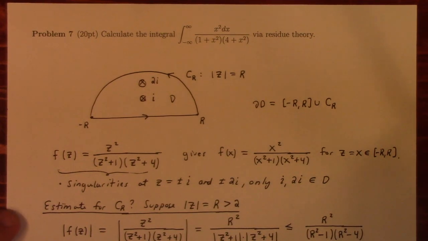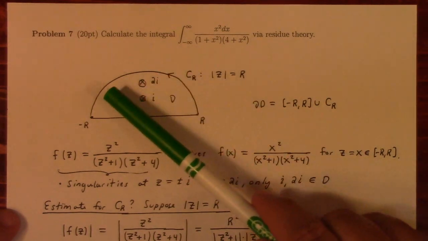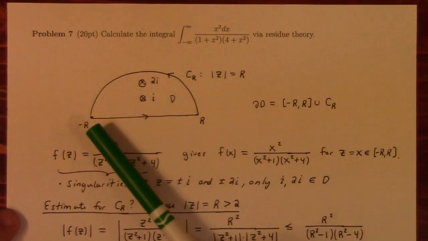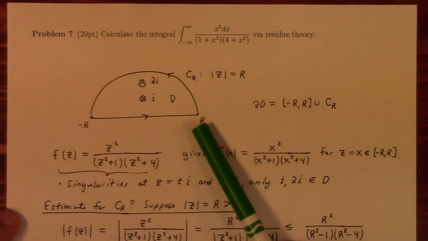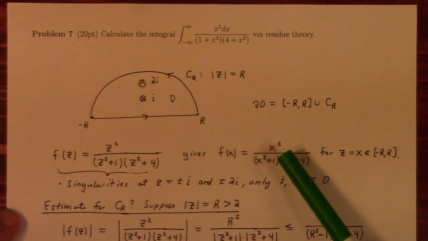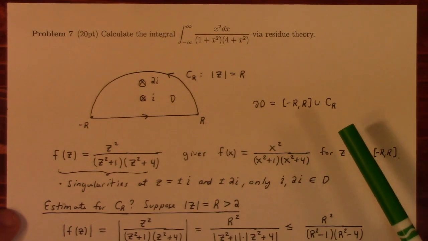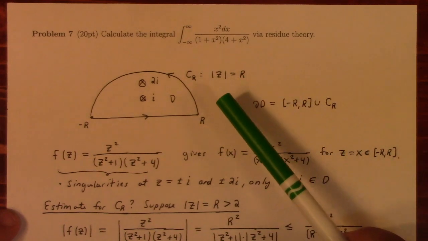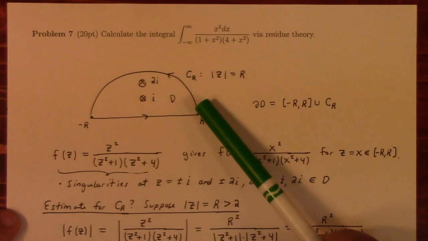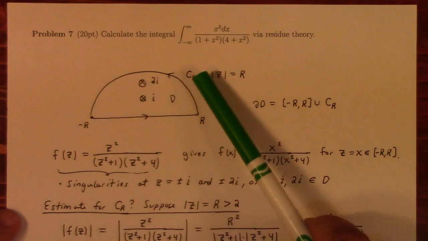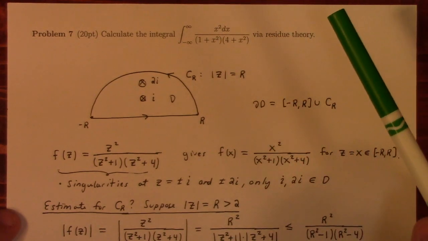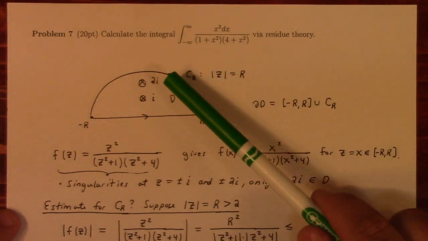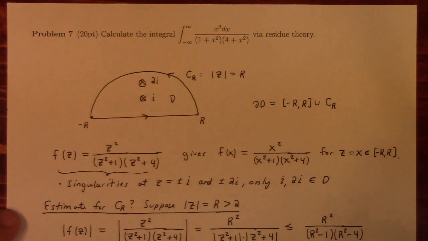It's already scanned. So I'm going to use the half circle contour again because it's going to pick up the integral from minus r to r of x squared over x squared plus 1 times x squared plus 4. As r goes to infinity, we're going to argue that the integral over the top half circle goes to 0. Then the residue theorem is going to pick up two residues, one at i and one at 2i. That's the big picture of this problem.